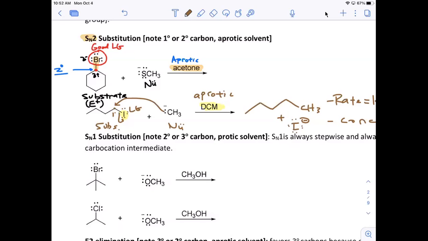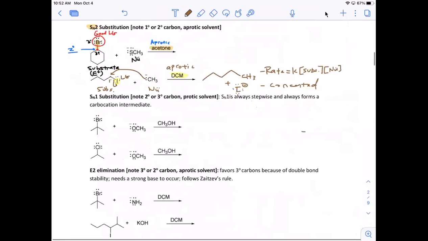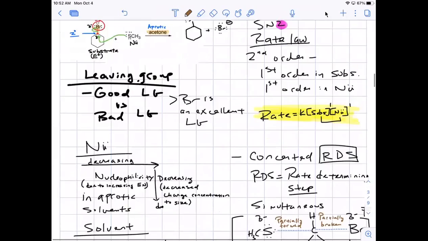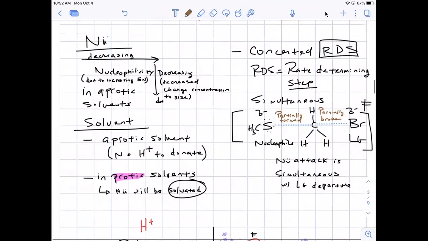So Wednesday, we're going to hit SN1. Hopefully we'll be able to get to E2 also. And then we'll do E1, and then we have a bunch of examples we're going to work through. And they're going to bring out different ideas about these different reactions.